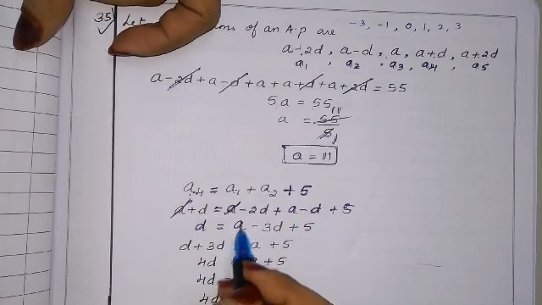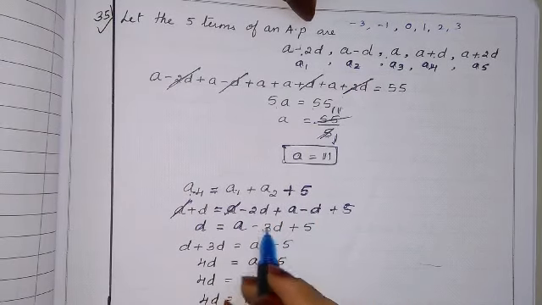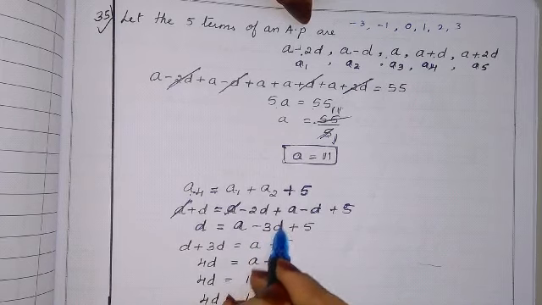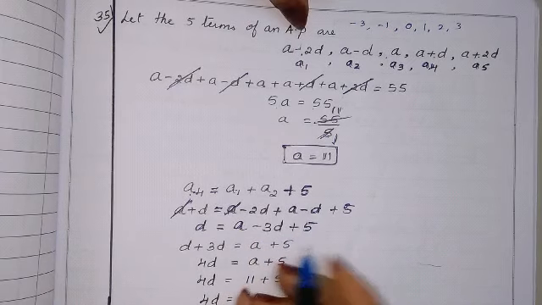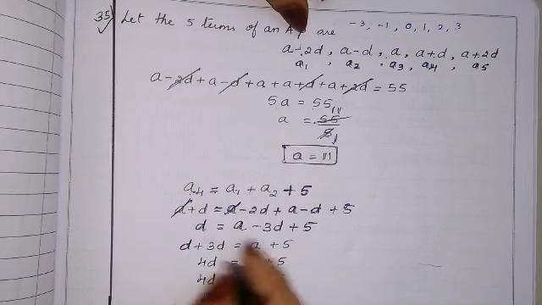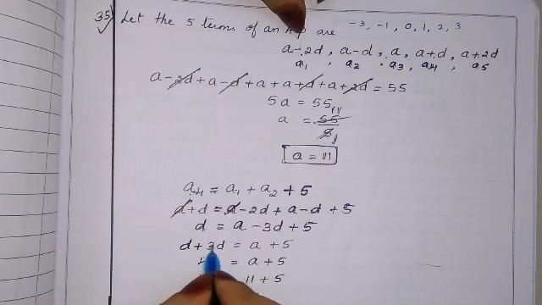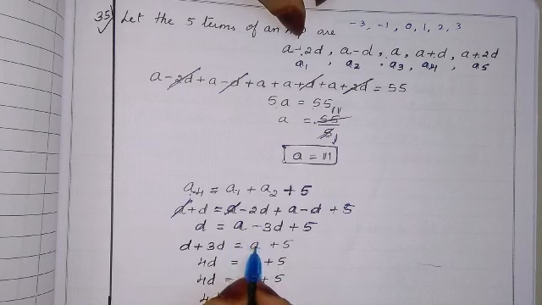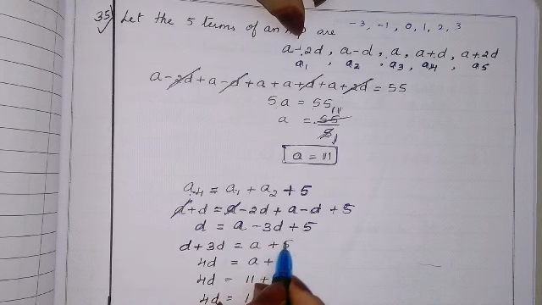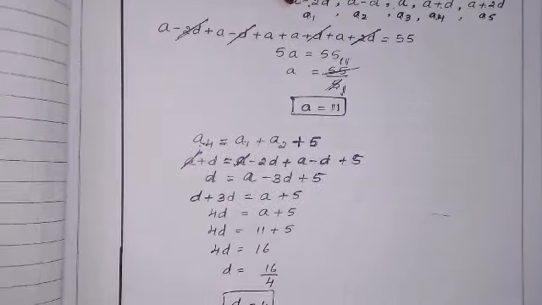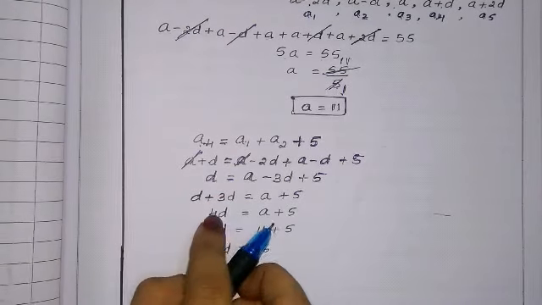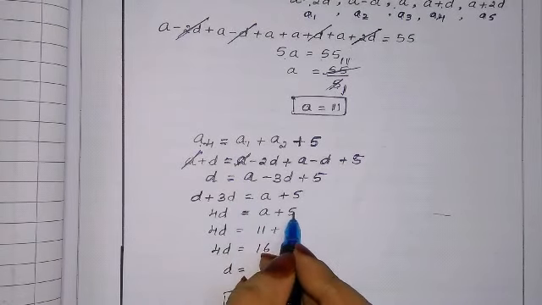A as it is. Minus 2D minus D minus 3D plus 5. D here only as it is. Minus 3D, if we bring this side, plus 3D is equal to A as it is plus 5 also as it is. So now 3D plus D, 4D is equal to A plus 5.